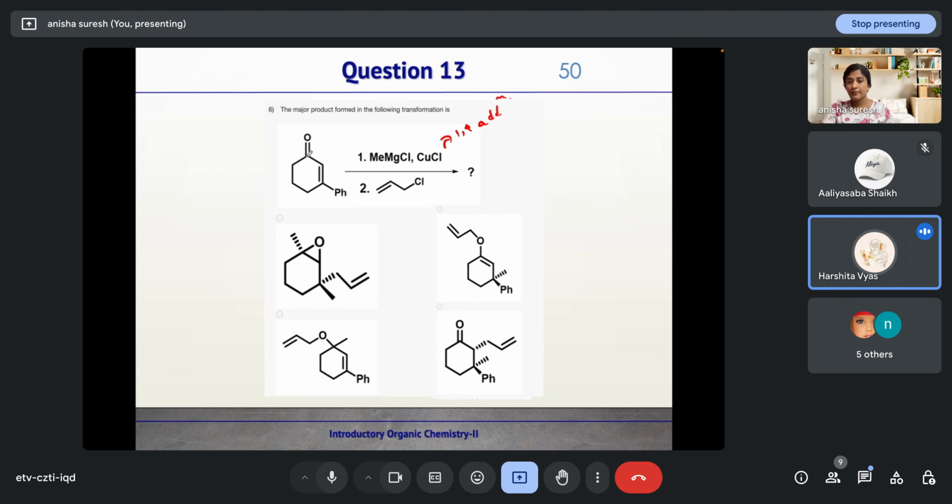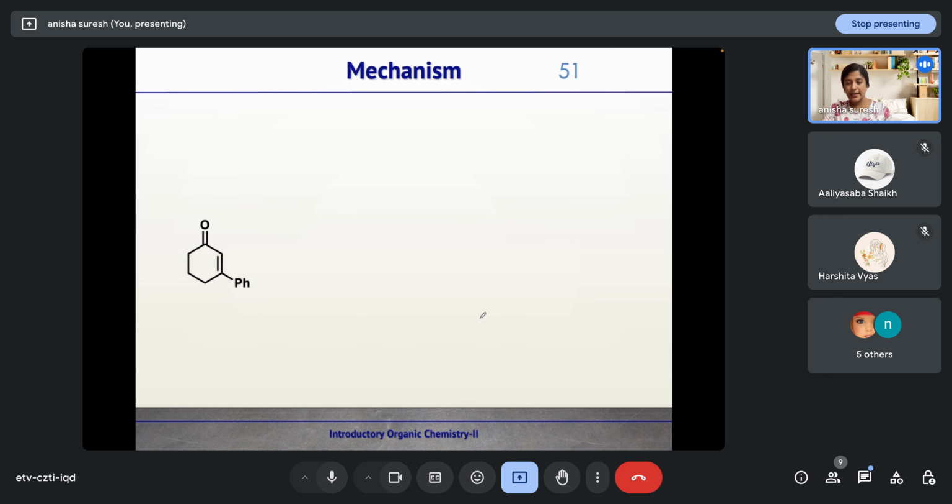Option B. One second. A, B, no, option C. D. Actually, alkylation is favored to take place at the carbon center. So D will be the right answer. Okay. So this is the mechanism.